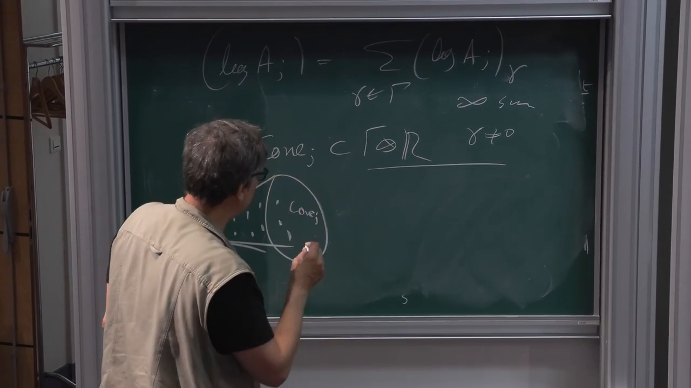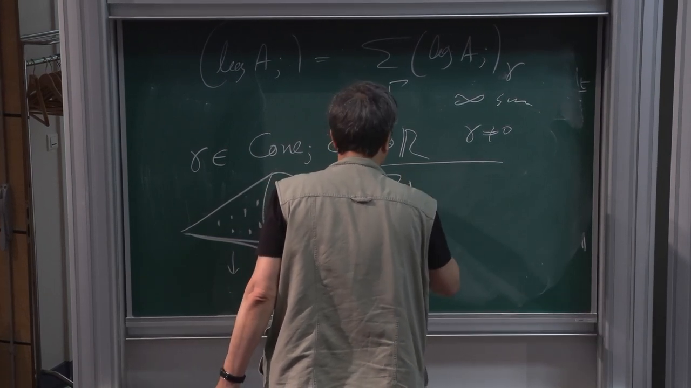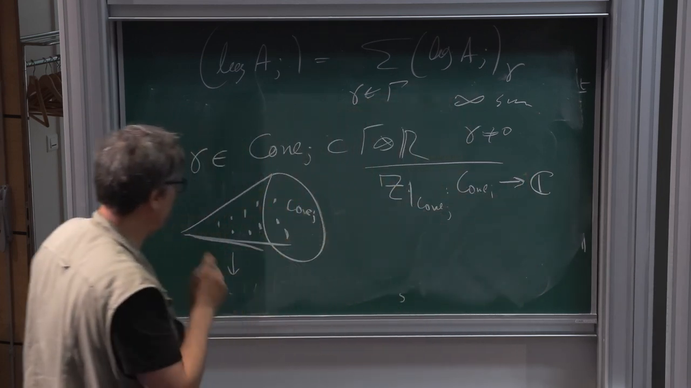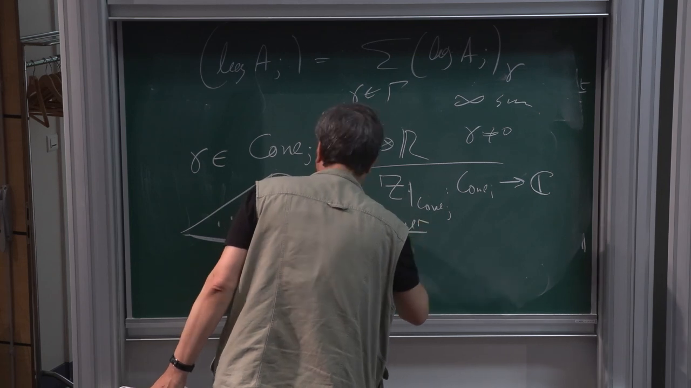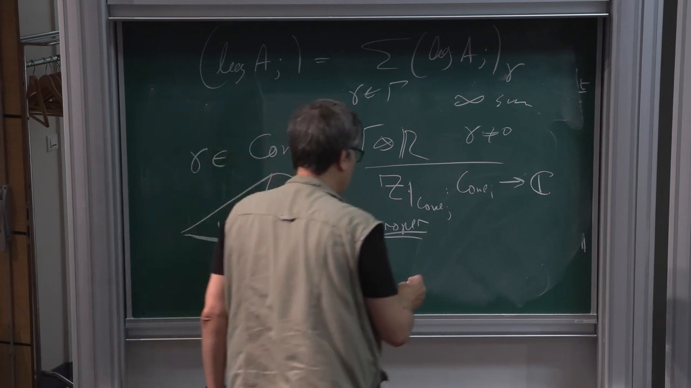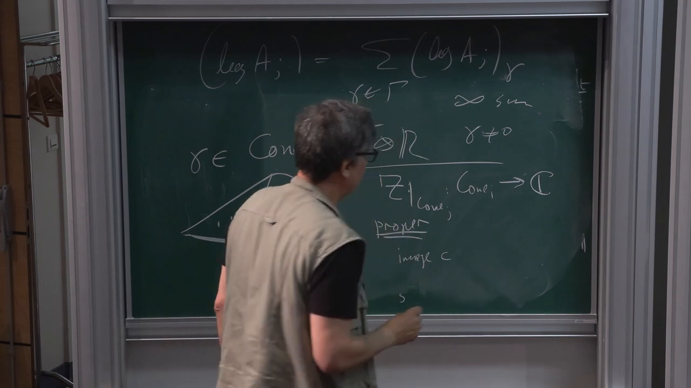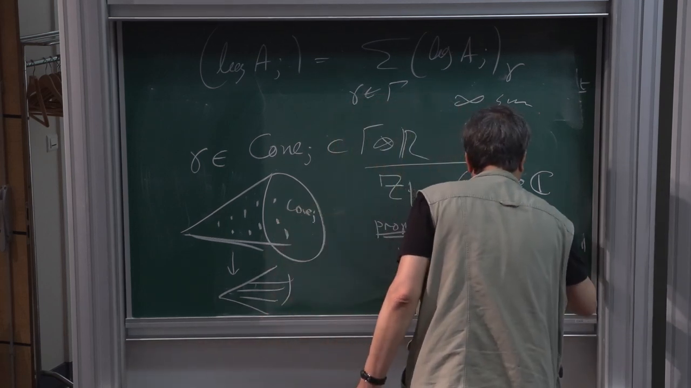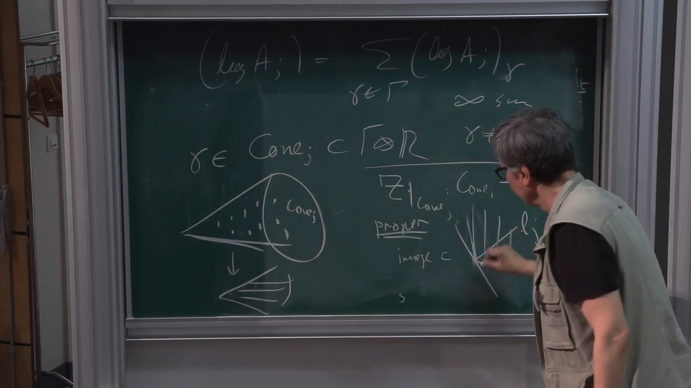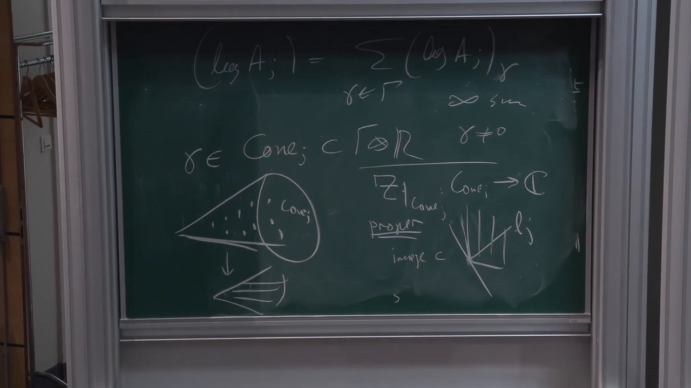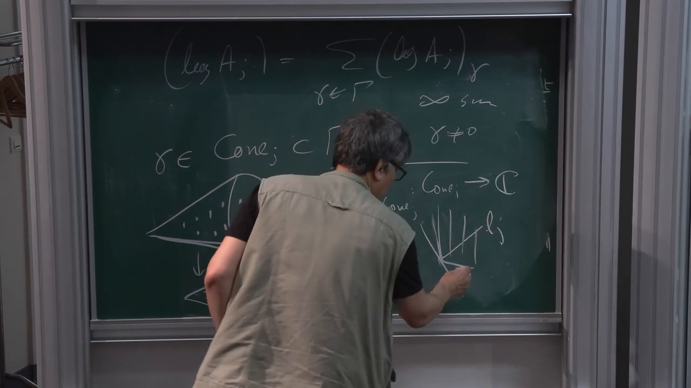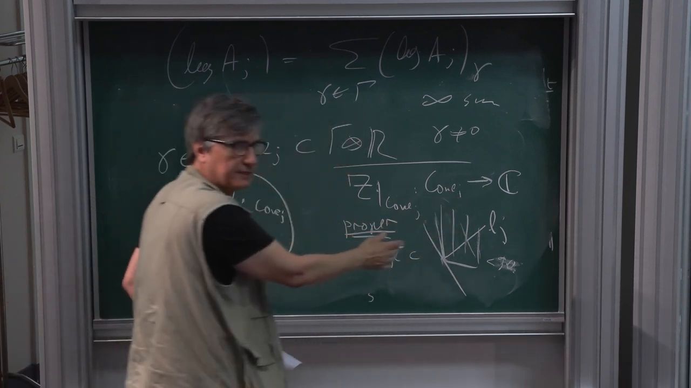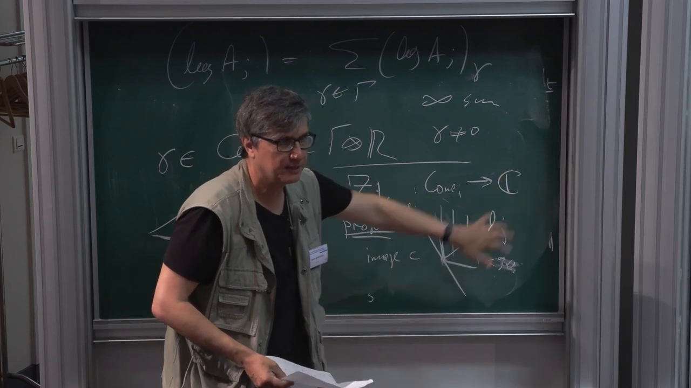And the property is the following. The central charge restricted to this cone should be the following map. It first should be a proper map and then project to a certain angle sector, and the image is contained in a half plane orthogonal to Lj, and it should be strictly less than 90 degrees on each side, so it doesn't touch the boundary. So this cone will project to something like this, and if we consider integer points, they will give a discrete subset in this angle sector.